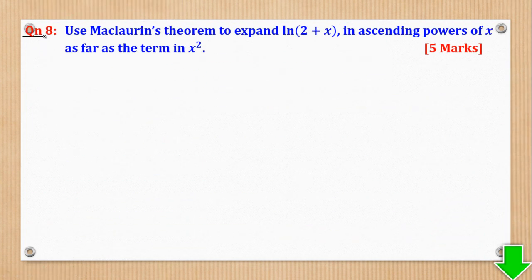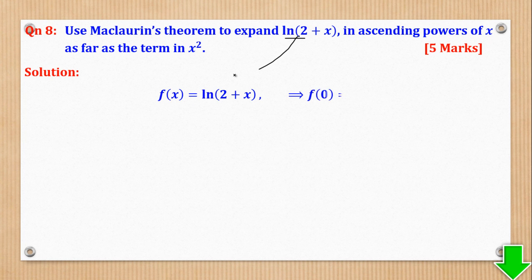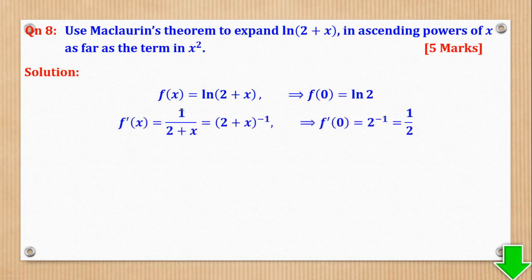So question 8 is under calculus and says, use Maclaurin's theorem to expand this in ascending powers of x as far as the term in x squared. So let this be f(x), meaning that f(0) means you substitute 0 here, you get ln 2. Then differentiate that f(x) to get f prime x. So differentiate this, you come up with this, which can be written as that. Then f prime 0 means substitute 0 here, you come up with this, which is equal to a half.